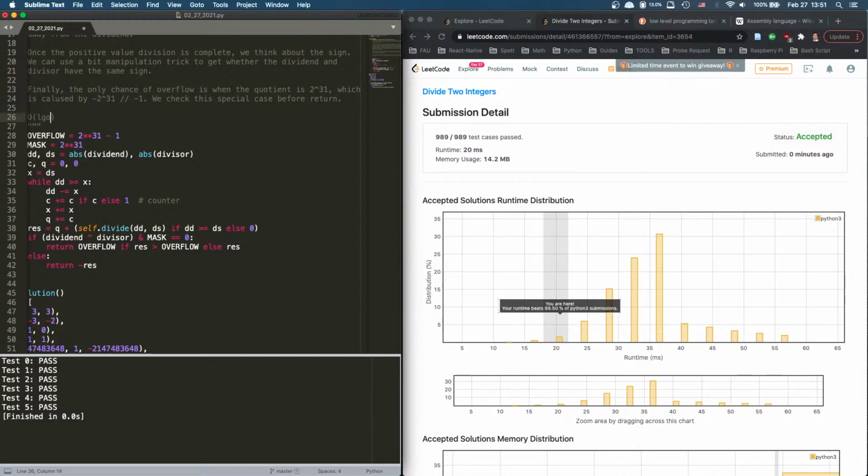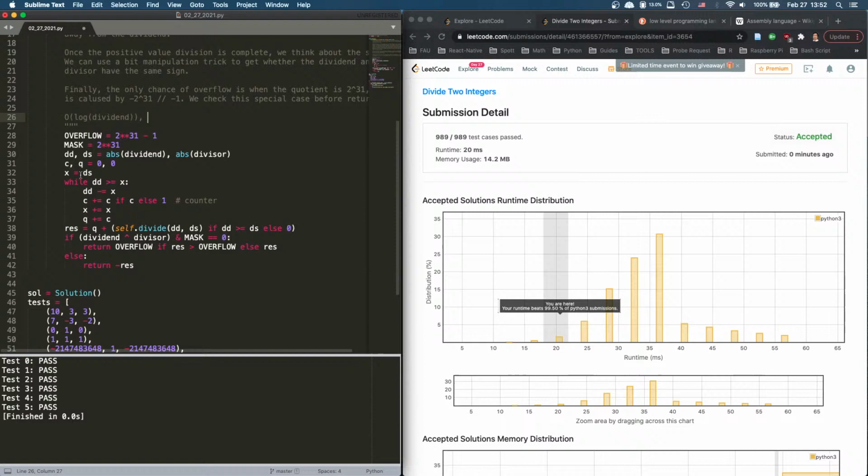O log dividend, and it's a log dividend, right? Yeah, I think it's, no, it's not log divided. It is log divided. I don't know. Or is it log divided? I think it's all log divided.